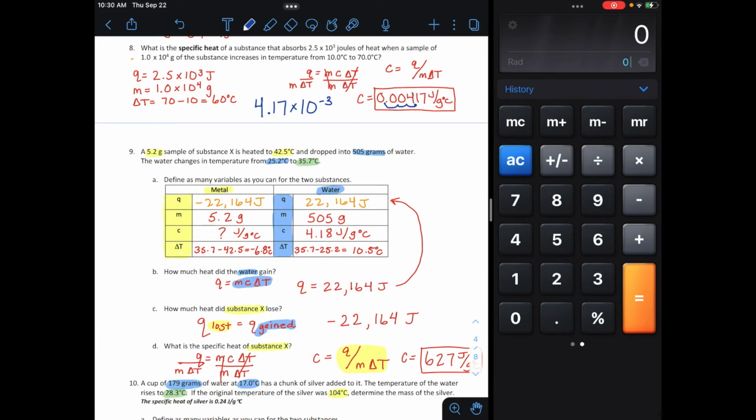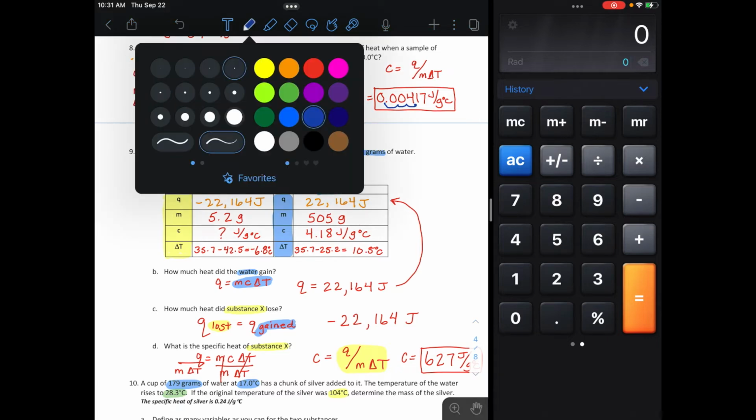Now, let's move along. This is one of the ones that I gave you the example in class. The most important part of this is that you are taking these and you are going in order. Define as many variables as you can. How much heat did the water gain? How much heat did it lose? And what is the specific heat? If you're not going in order the very first time, then you're going to get yourself pretty confused.